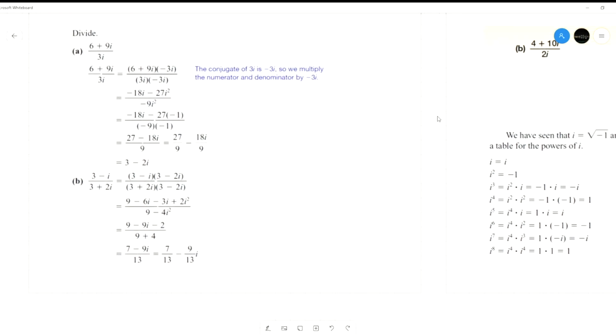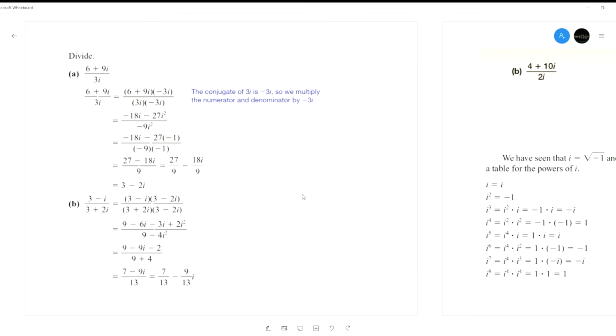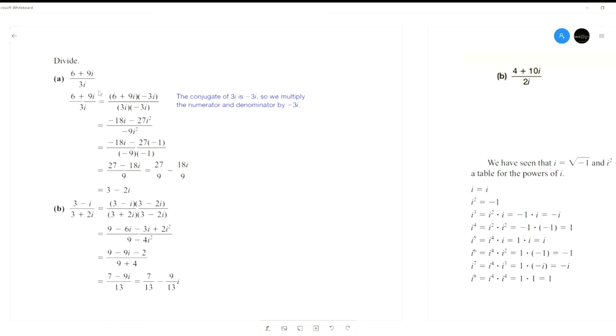Okay, and lastly, let's look at some division. We're going to just do 2 of these. Let's look at this. So we have 6 plus 9i over 3i. Now, when you have an imaginary number in the denominator, we have to get rid of that. It's kind of like when we have a radical in the denominator, we have to rationalize the denominator. And the way you do that is to multiply by what you call the conjugate. And the conjugate is always the opposite sign of the imaginary number. So that's what we multiply this by.